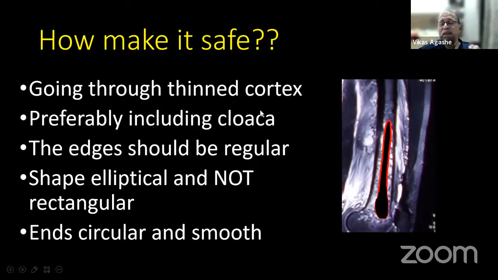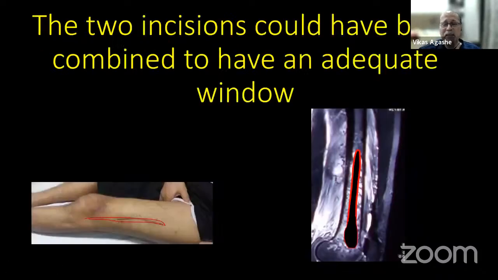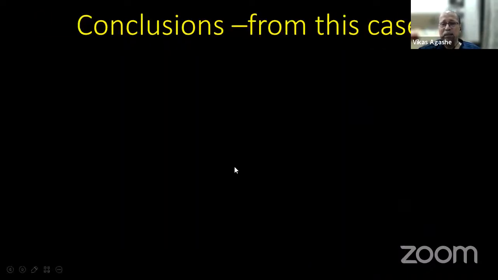First and foremost, go through the thinned cortex. Preferably include the cloaca. The edges should be regular. The shape should be elliptical and not rectangular. We are so used to making rectangular windows that those angles are likely to work as a stress riser. So the ends have to be smooth and circular. Then the chances of this window leading to a fracture are much less. So I should have made this complete incision, and my window should have been like this.